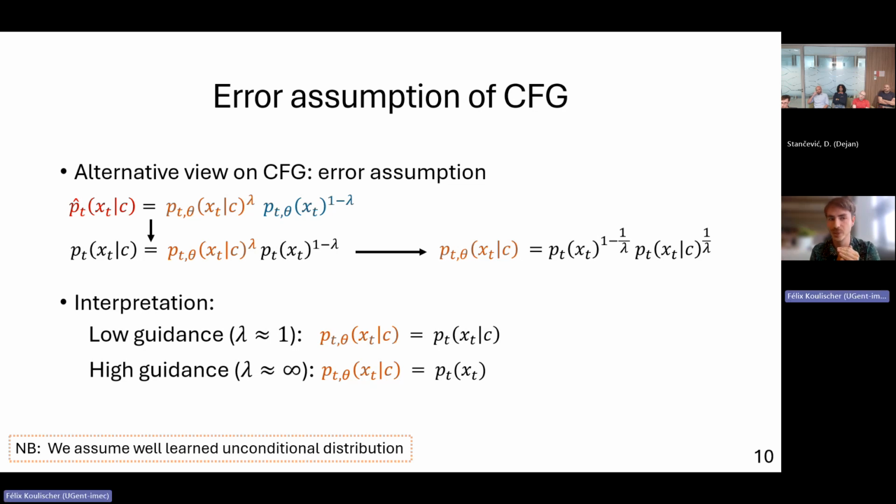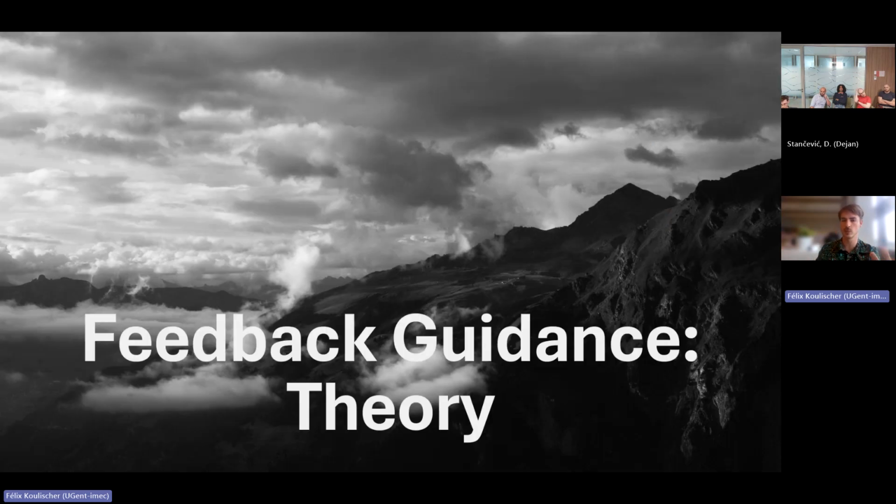Okay, but now, through this error assumption of a guidance scheme, you can come up with very creative ways of defining different errors. Basically, you could come up with any combination of the conditional and unconditional distribution to represent what your learned model has done. And that's precisely what we'll do, and that's how we'll arrive at our feedback guidance.